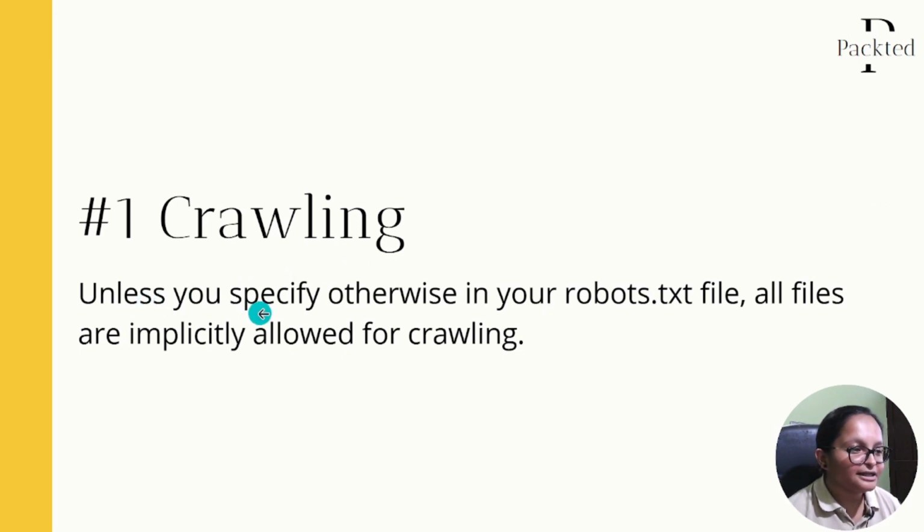It says that unless you specify otherwise in your Robots.txt file, all files are implicitly allowed for crawling. This means that by default, crawlers crawl every part of your site, and unless you specify otherwise, they will crawl everything on your site. So that's what robots.txt is for. If you want to disallow something, then you can.